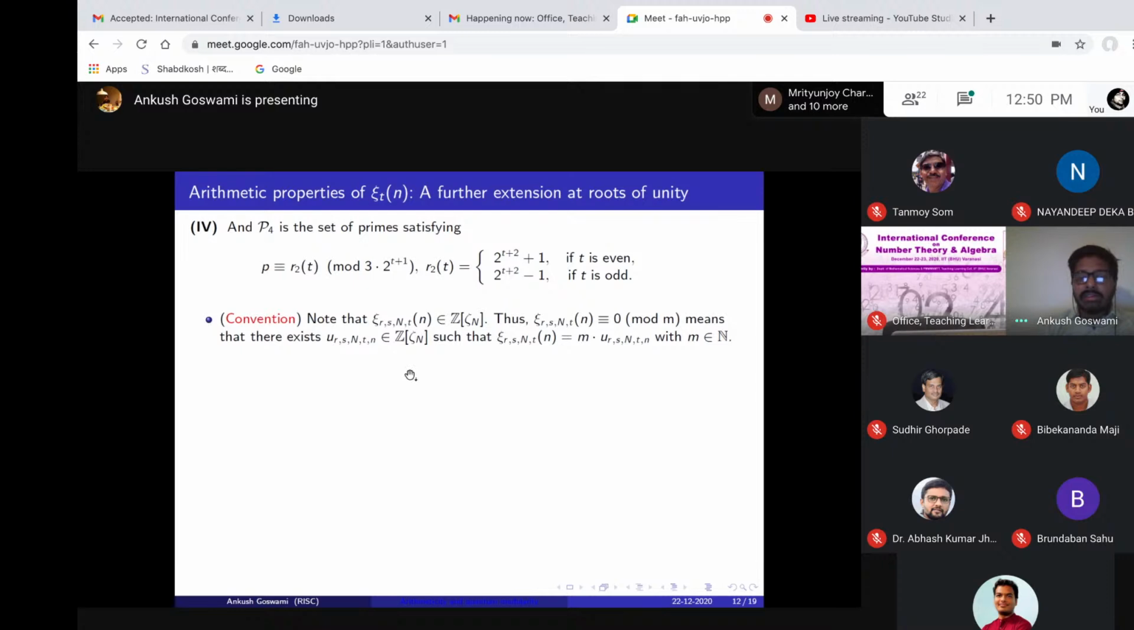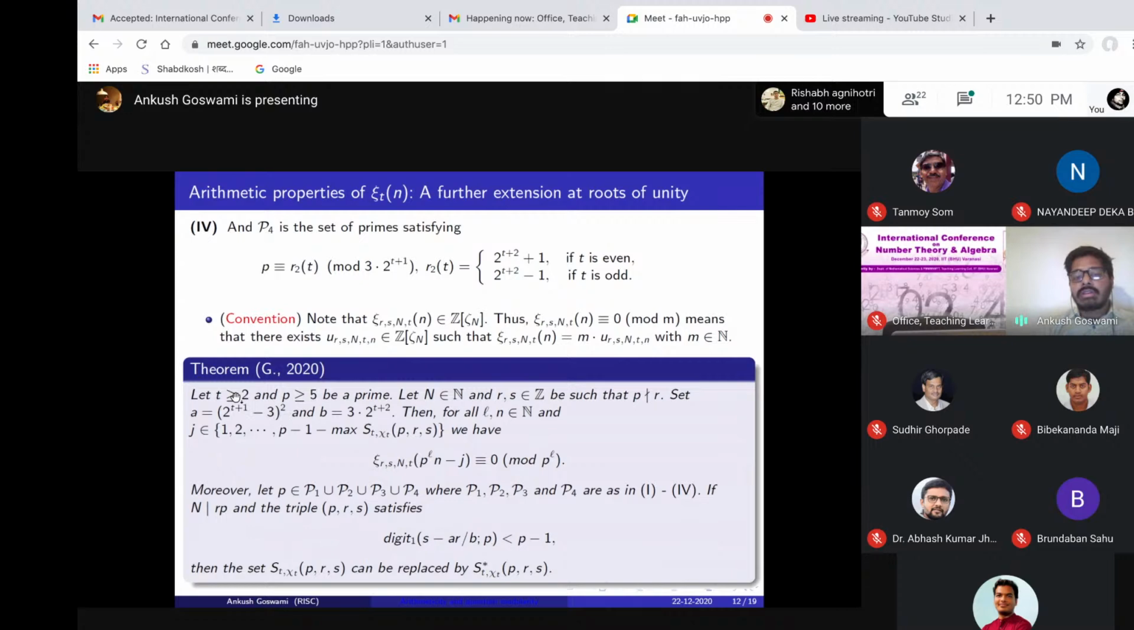Okay, and now the result states that if t is bigger than or equal to 2 and p is bigger than or equal to 5, and n is a natural number, r and s are integers, such that p does not divide r, and if you set these things for notational ease, then for all j belonging to this set from 1 all the way up to p minus 1 minus max of s, t, chi t, we have these congruences for the generalized Fishbone number xi with subscripts r, s, capital N, t mod p to the power of l. So this is the first part of the theorem.